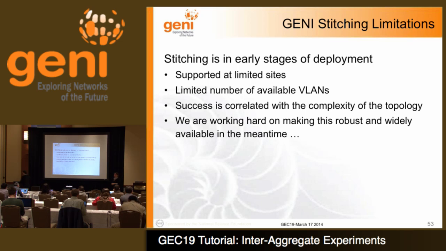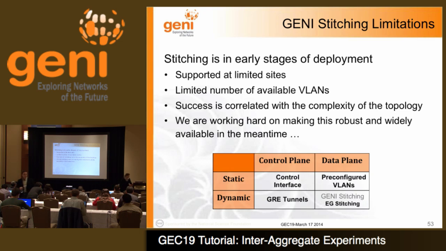If you have a very complicated topology, it might be hard to get up because you see all these errors. If it's very complicated, it might take some time to be able to debug all the things and make it work. So we are trying to make this more robust, more stable, and widely available. But in the meantime, you do have some other options depending on the type of experiments you are running. So if you remember, I talked before about the control plane, the data plane, and the different other options.